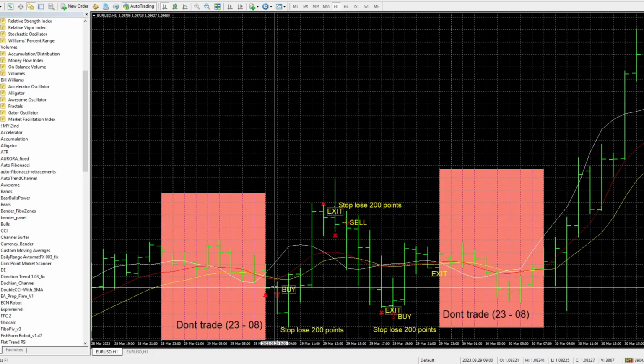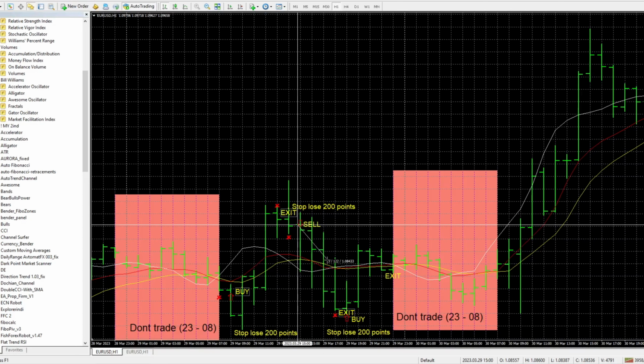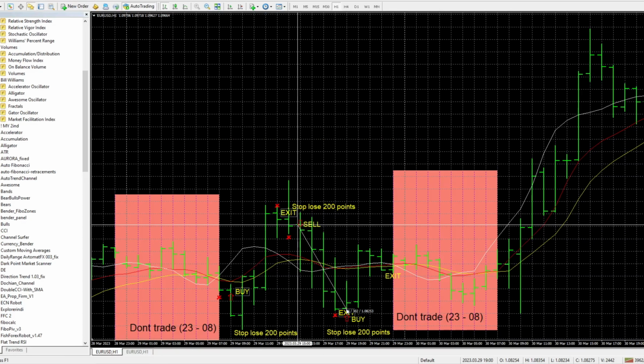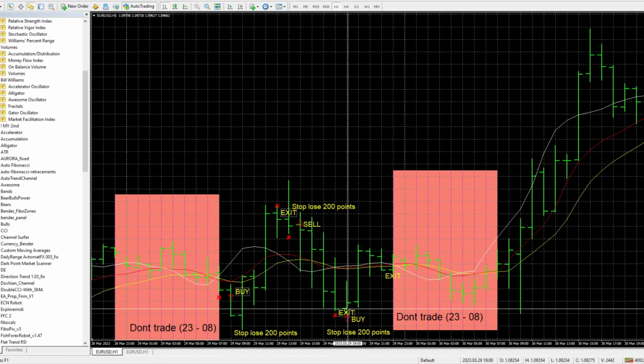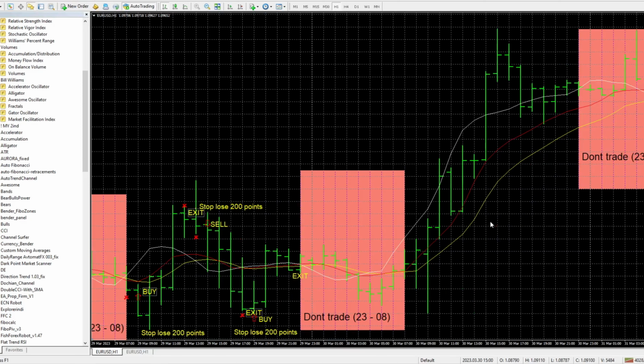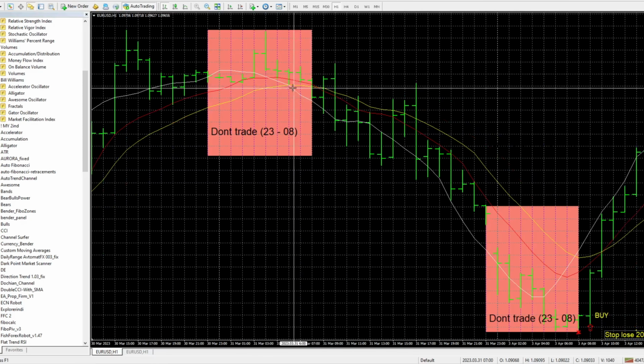There are 3 trades here. Let's see how many points of profit we get. I'm passing on it because the trade here coincides with 23 to 8.